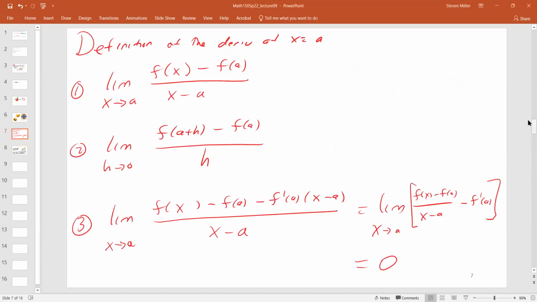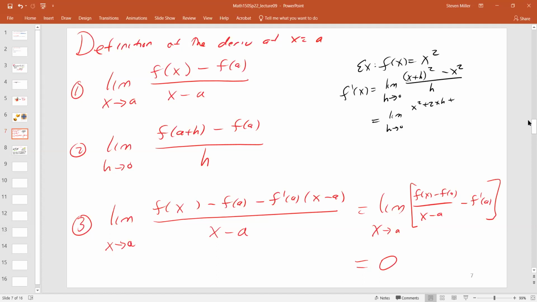Normally, when we compute things using 1 or 2, we often use the f of a plus h minus f of a over h. So for example, if I had f of x is x squared, I would get f prime of x is the limit as h goes to 0, x plus h squared minus x squared over h. This is the limit as h goes to 0, x squared plus 2xh plus h squared minus x squared over h.